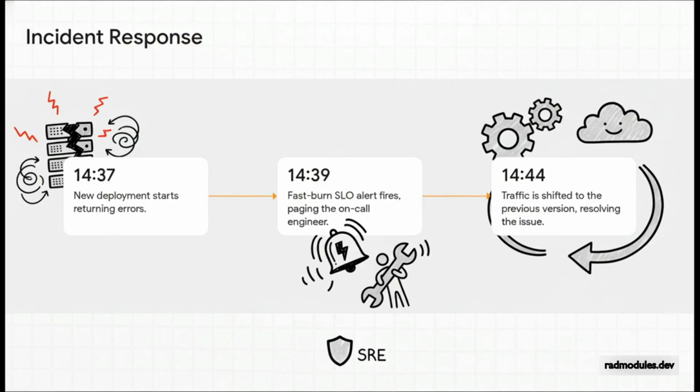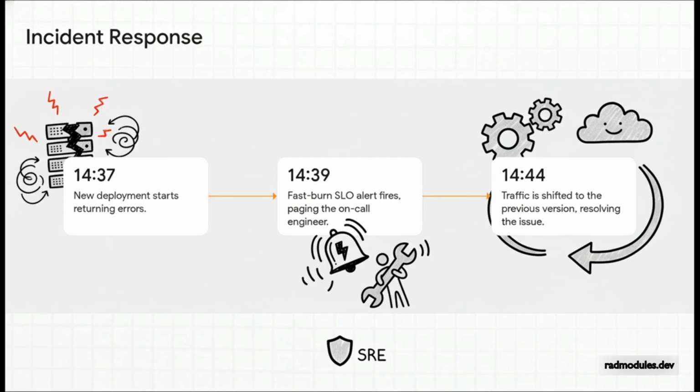A new deployment goes out and immediately starts causing errors. But just 2 minutes later, a fast burn alert, which is designed to detect a really rapid drop in your error budget, fires and pages the on-call engineer. And only 5 minutes after that, they've shifted traffic back to the old stable version. The total time users were impacted, just 7 minutes.